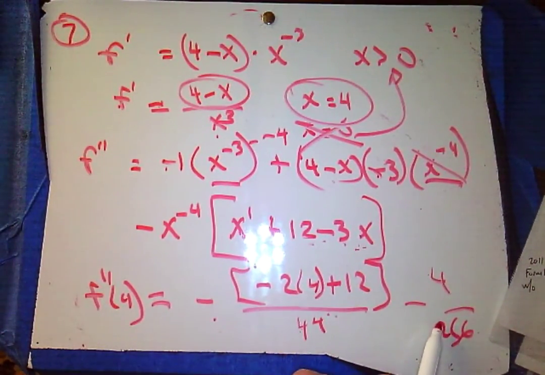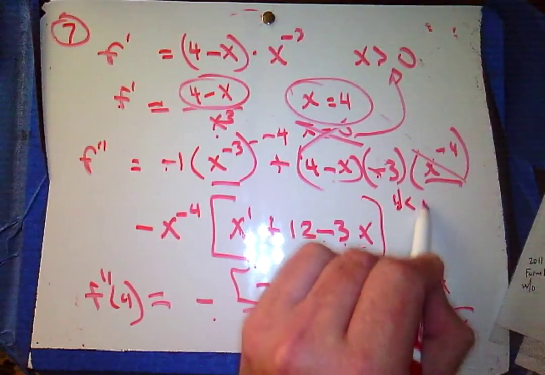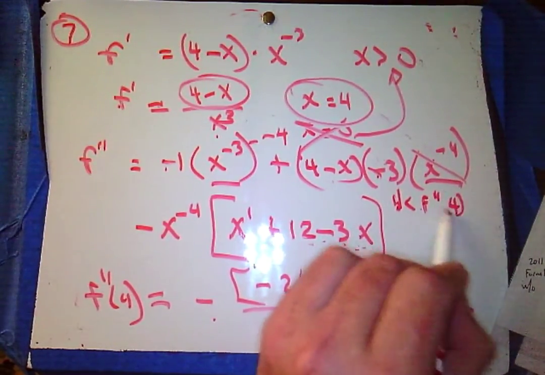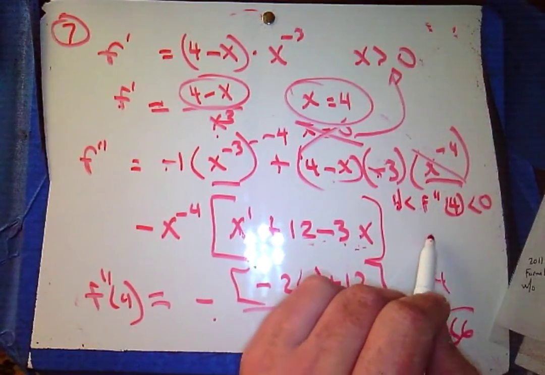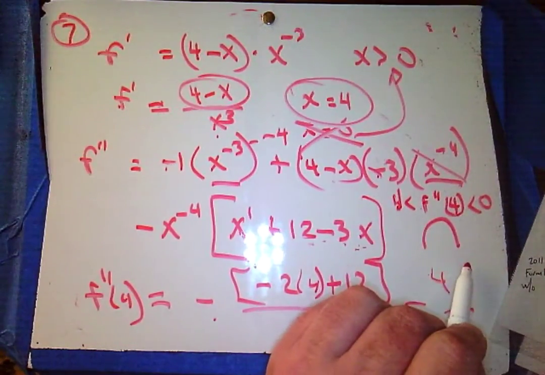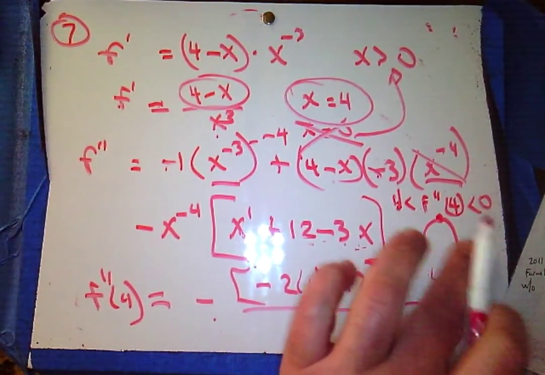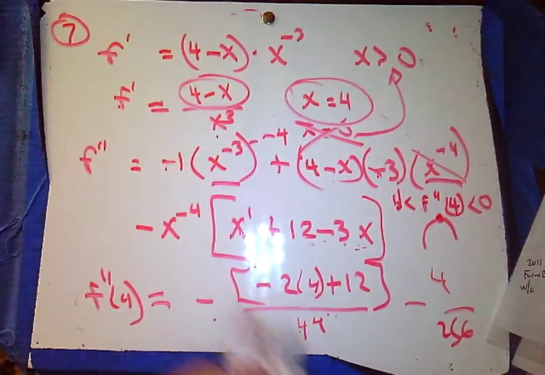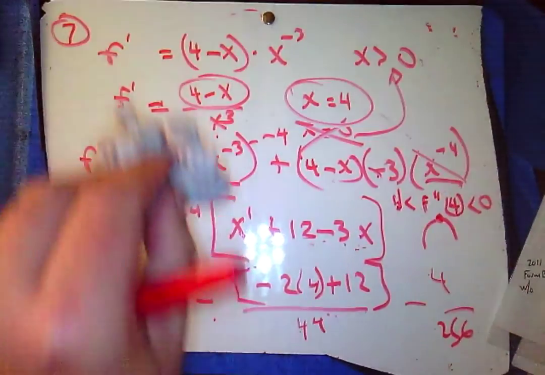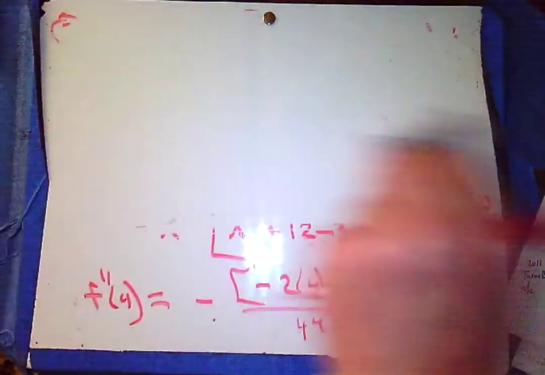Because f double prime of 4 is less than 0, we know that our original function is concave down, and therefore we have a max. So, do we have to write a justification here? Yes, we do. Okay.